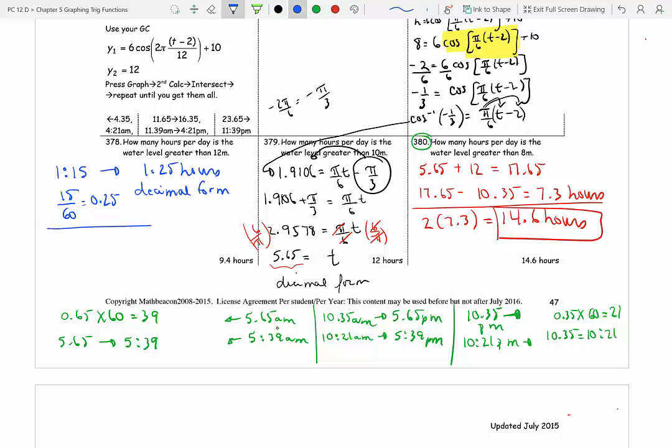Okay, if we start with the decimal form, so for example the 5.65, and we want to convert that to hours and minutes, then you want to take the 0.65 and you want to times it by 60 to get the 39. And so it becomes 5 hours and 39 minutes. Okay, so that concludes our discussion on tides.